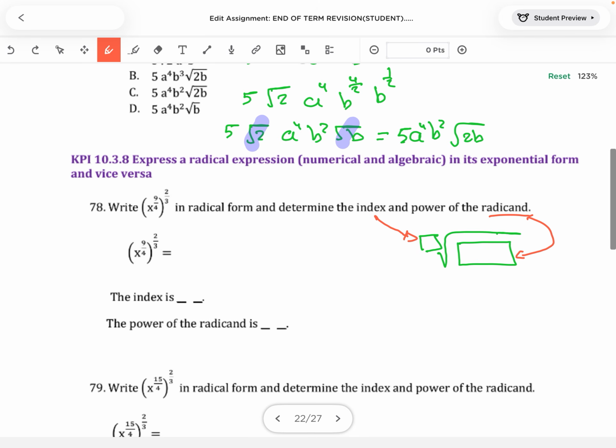First of all, x to the power 9 over 4, to the power 2 over 3. I multiply the powers to get x to the power 3 over 2. That means the square root of x to the power 3. So the index is 2, since I'm talking about the square root. The power of the radicand is x to the power 3. The power is 3.